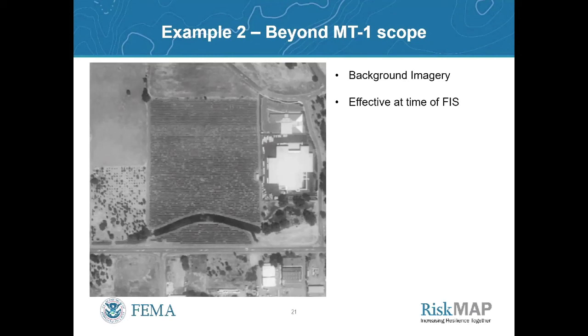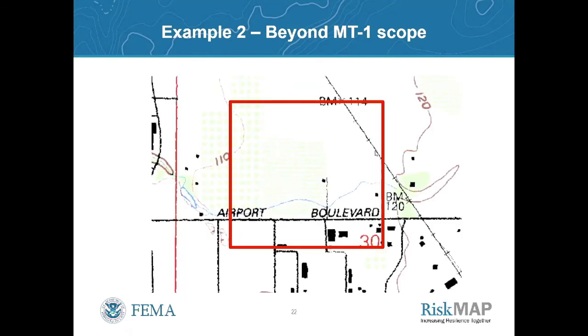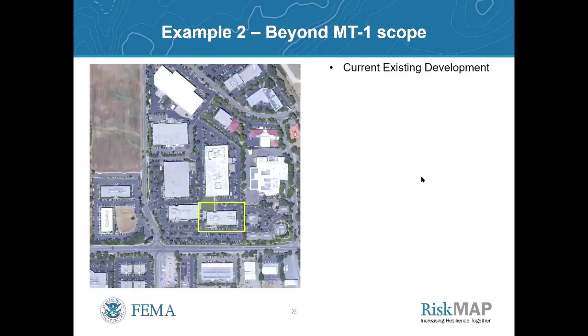You can clearly see the channel. It was there at the time of the flood insurance study. Here's just a quick shot of the USGS quad. I believe this was a historic from the mid-70s to show that this channel has always been there. So our review, we have a request for this office building to the south.